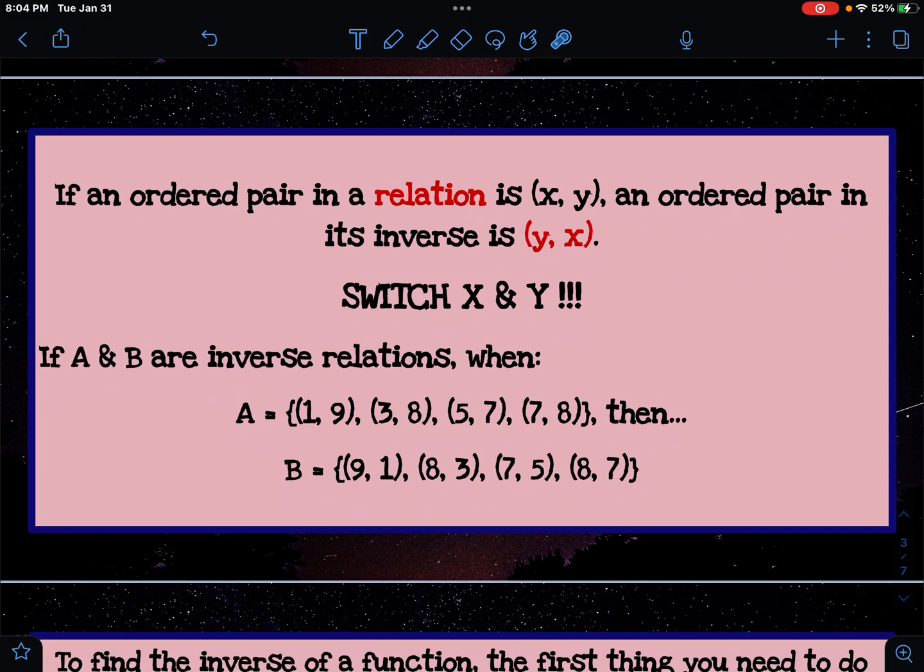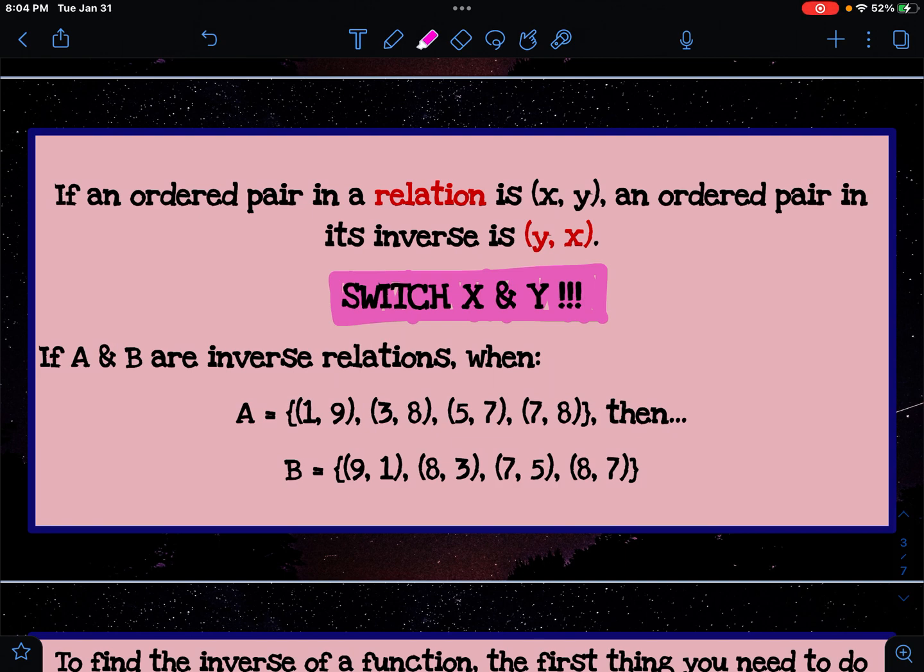So if you're looking at a relation and an ordered pair is x, y, then the ordered pair in its inverse is y, x. You switch x and y. You switch x and y. That is the big thing to remember when you're doing inverses.